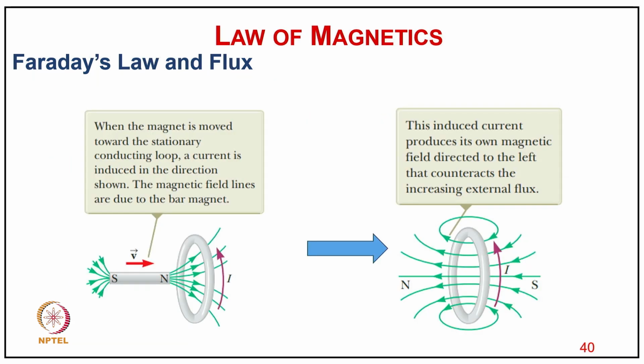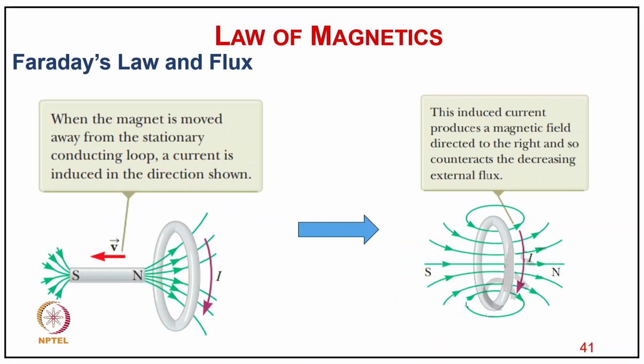That gives us the total flux. Typically this law of the flux works in this way: when the magnet is moved towards the stationary conductor, a current is induced in the direction shown, and the magnetic flux lines are due to the bar magnet. The current flows because it is a closed conductor path. The induced current produces its magnetic field directed to the left, counter to the increasing flux. When the magnet is moved away from the stationary conductor, a current is induced in the direction as shown, so the direction changes accordingly, and the induced current produces a magnetic field directed to the right, to counteract the decreasing flux lines.